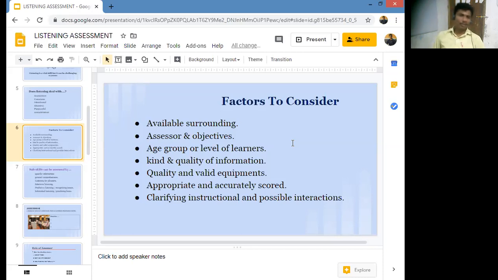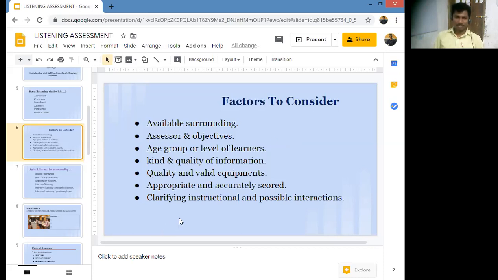The kind and the quality of information we must use, quality and valid equipment we must have, appropriate and accurately scored, and for that we will see later the rubric sheet for it, clarifying the instructions and the possible interactions too. So such factors we must consider while assessing our learners.